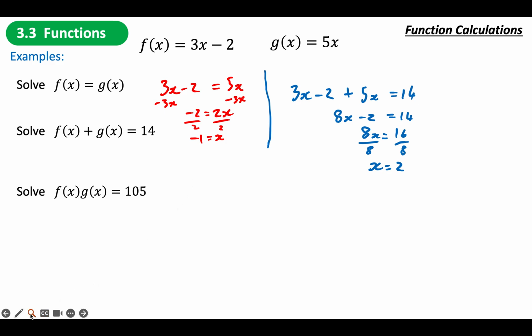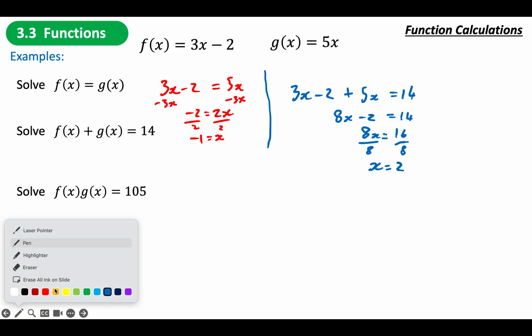This means multiplied together. Let's get a new colour. What new funky colour have we got? We could go green.